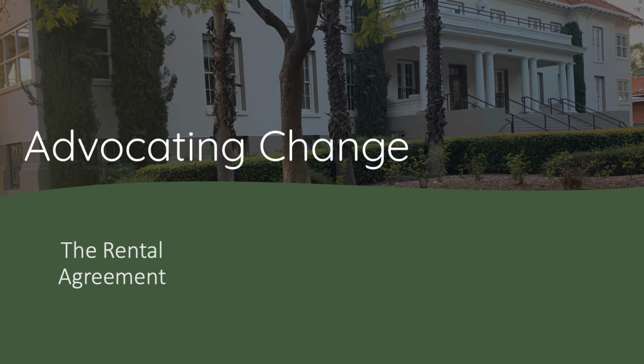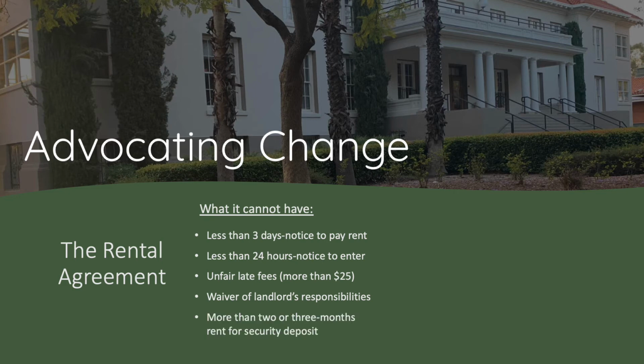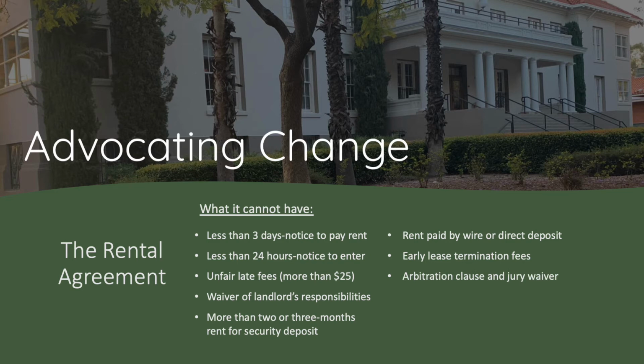What the rental agreement cannot have is less than 3 days notice to pay rent, less than 24 hours notice for the landlord to enter, unfair late fees, a waiver of landlord's responsibilities, more than 2 to 3 months rent for security deposit, rent paid by wire or direct deposit, early lease termination fees, arbitration clause and jury waiver, and the excessive right to enter.